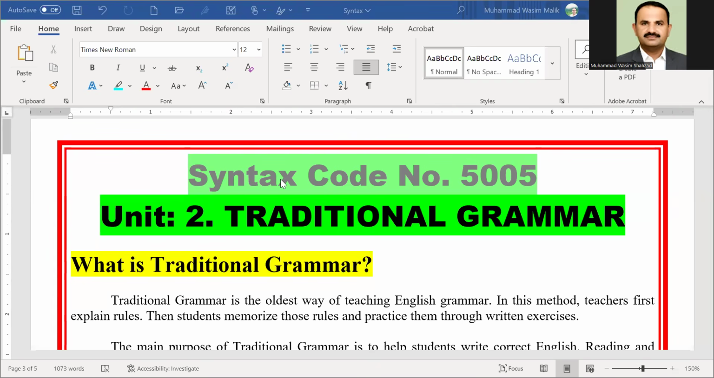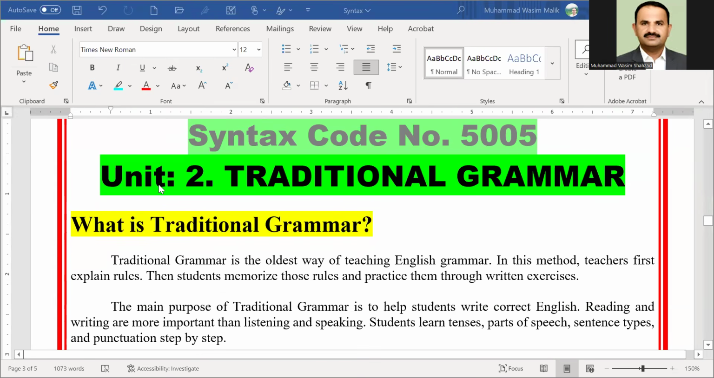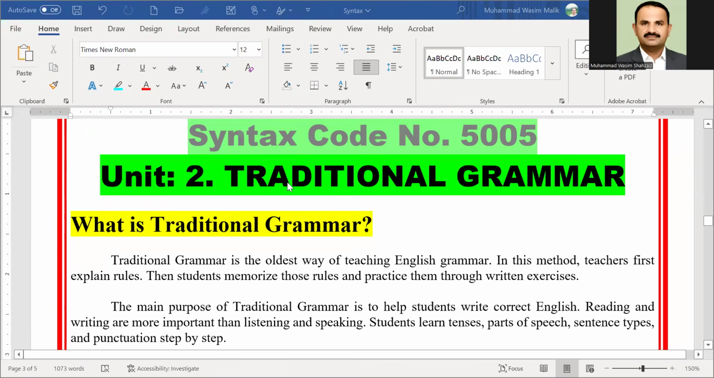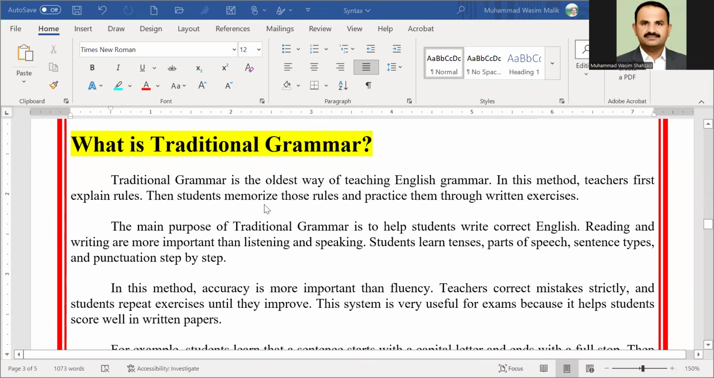We are studying syntax in our today's lecture, that is of unit number 2, traditional grammar. We are going to discuss traditional grammar in detail. So let's begin. What is traditional grammar? Traditional grammar is the oldest way of teaching English grammar.